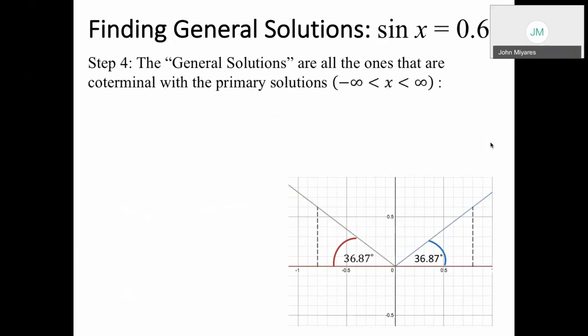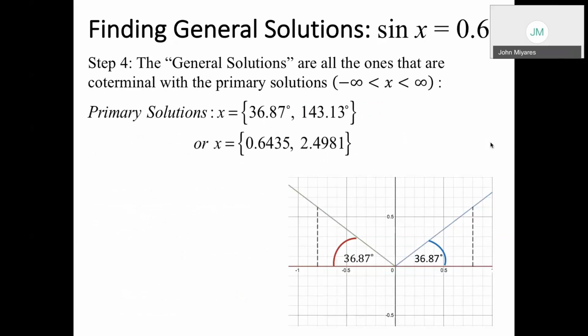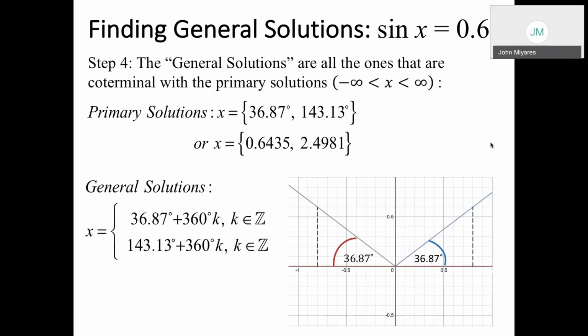The general solutions, again, will be those coterminal with the primary solutions, which I'm showing again here. In degrees, the general solutions can be represented as 36.87 degrees plus 360k and 143.13 degrees plus 360k, where k is an integer. In radians, we're going to have the solutions as you see them here.